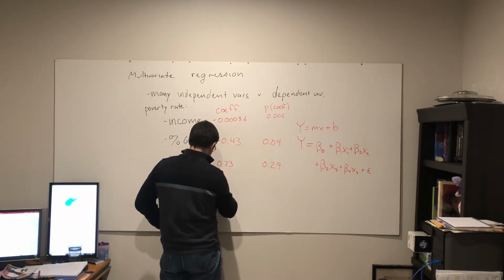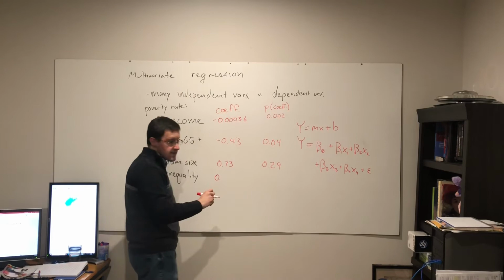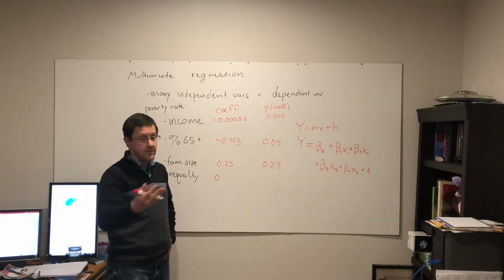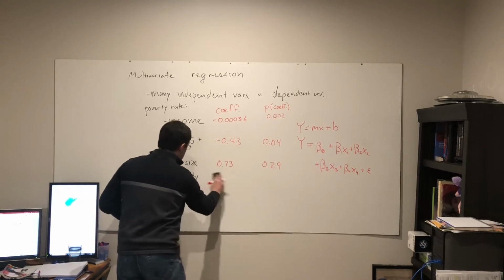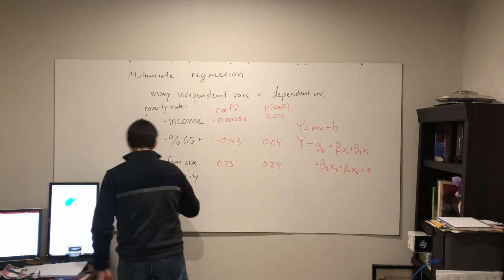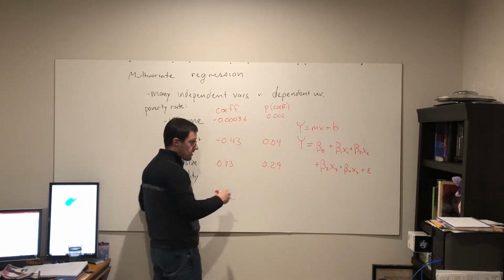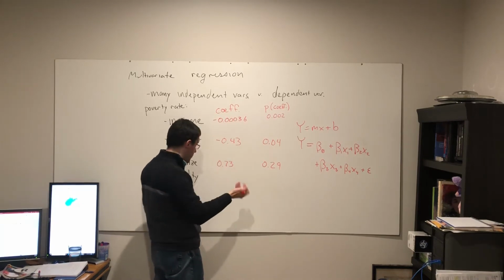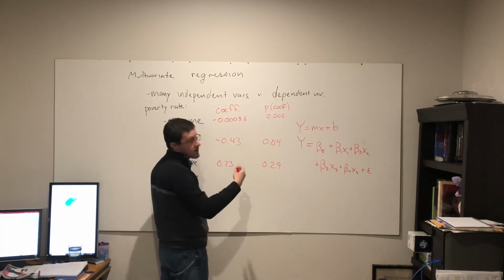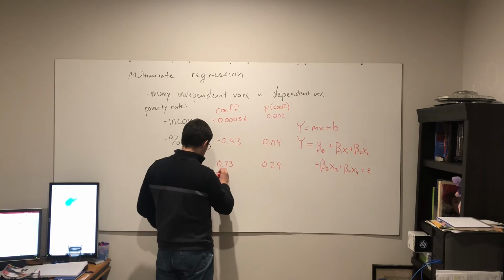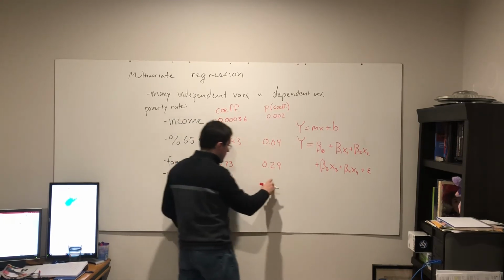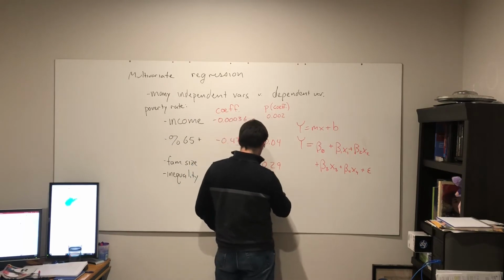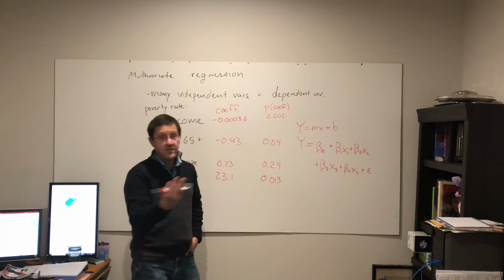Inequality, the Gini Index goes from 0 to 1, so this is going to end up being a pretty large coefficient. As it increases even by 0.1, we might have a couple percent rise in the poverty rate. And that too could be significant.